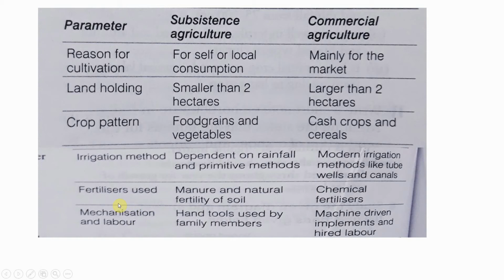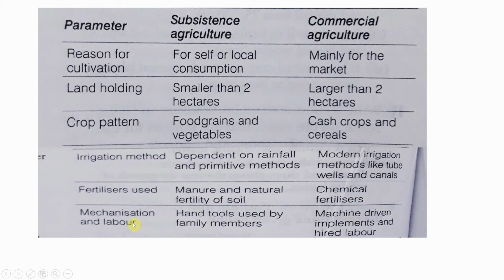Another parameter is on the basis of fertilizers used. In subsistence farming, generally farmers use manure and natural fertility of the soil for growing the crop. Whereas in commercial farming, farmers generally use chemical fertilizers for increasing the productivity in the fields.